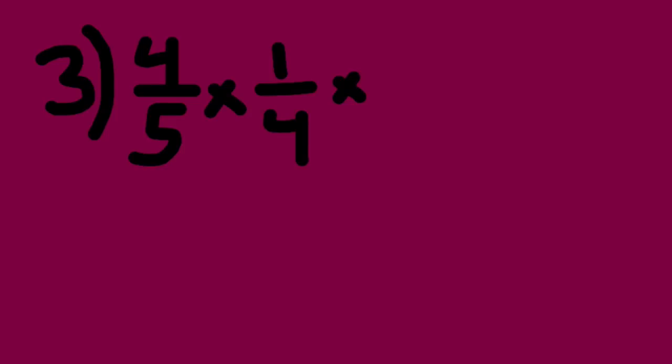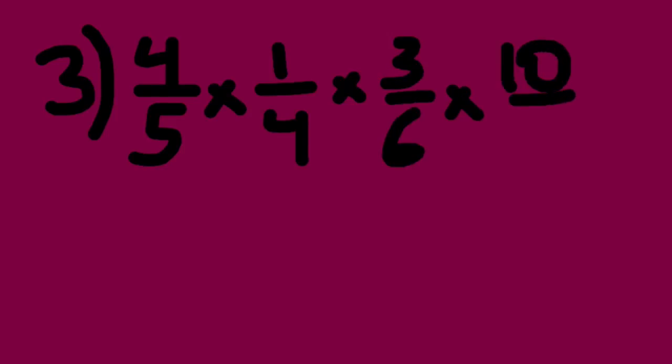So let's do the third one, which is 4 over 5 times 1 over 4 times 3 over 6 times 10 over 20. Okay, so yes, you can multiply all the numerators and all the denominators together, but in this case that wouldn't be the best idea, because I can see there's a lot of things that can get canceled. So let's walk through it.